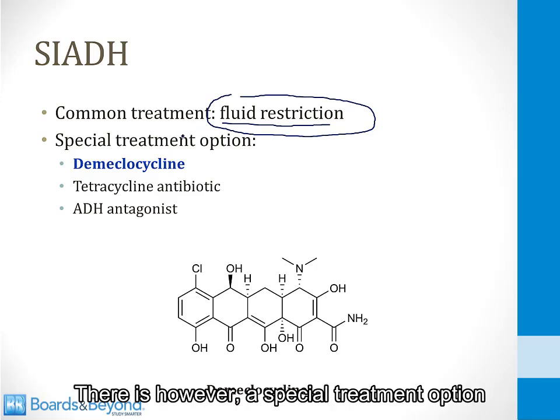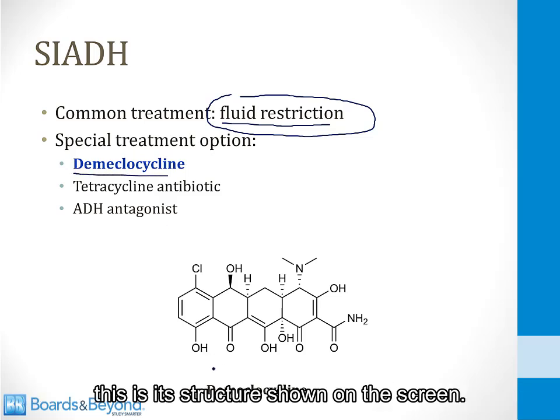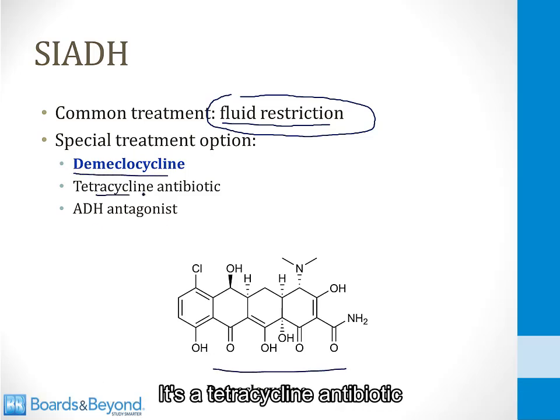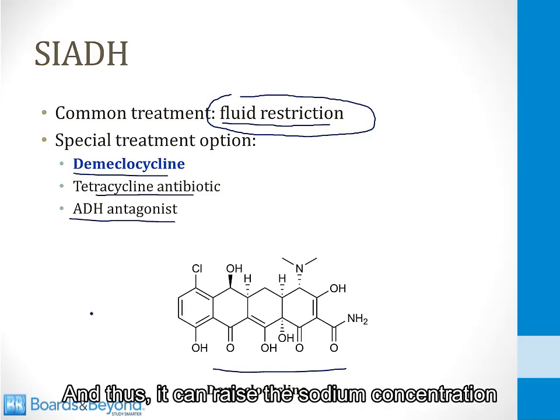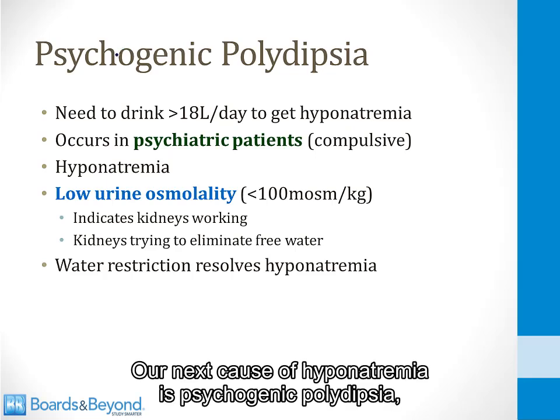There is, however, a special treatment option for SIADH that's sometimes used. That's demeclocycline. This is its structure shown on the screen. It's a tetracycline antibiotic, but it is also an ADH antagonist, and thus it can raise the sodium concentration in patients with SIADH. Our next cause of hyponatremia is psychogenic polydipsia.